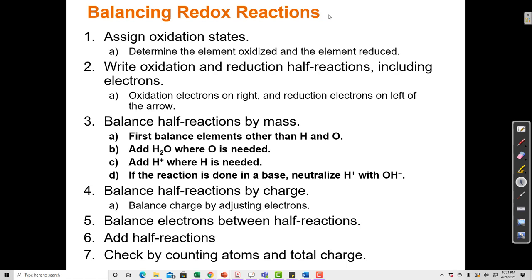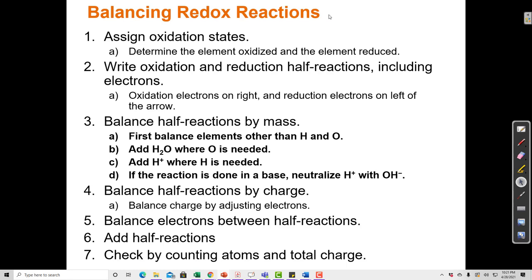But what we're going to do in this chapter is balance reactions both by mass and by charge. And we'll see why it's different. We'll encounter some examples where we can't use our old strategies anymore.